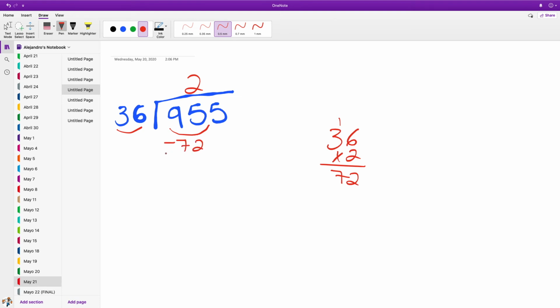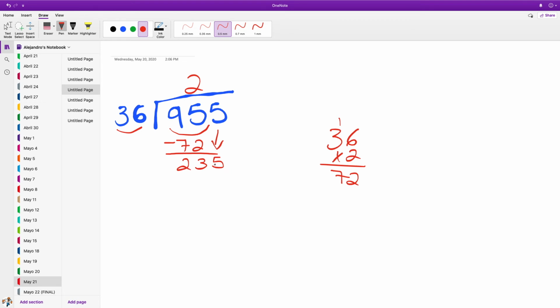We do the subtraction. We follow the same steps. So 5 minus 2 is 3. 9 minus 7 is 2. And yes, guys, I can see that I got 23, and 23 is less than 36. So that means that we got it right. So now we can continue with the division, and we need to bring down the last digit. So now, how many times can we put the 36 into the 235?